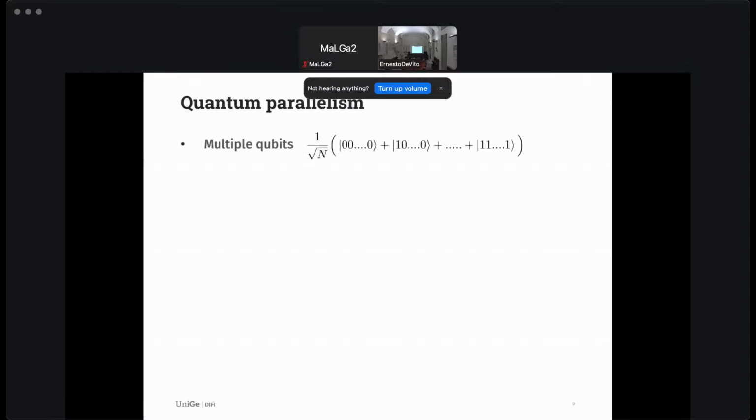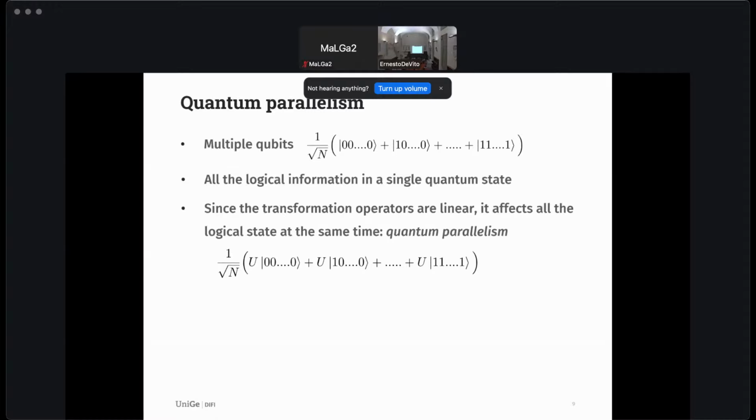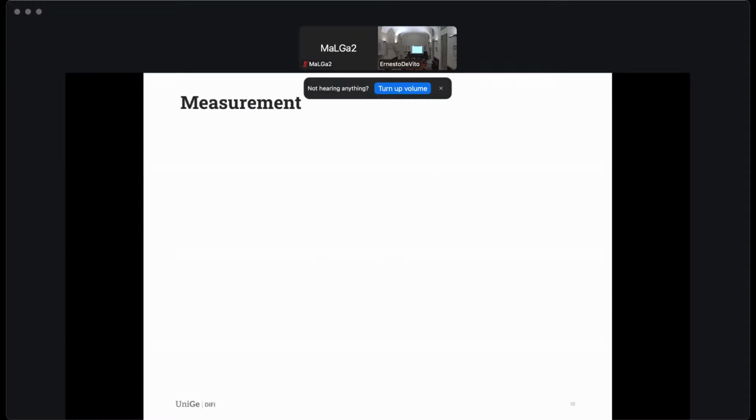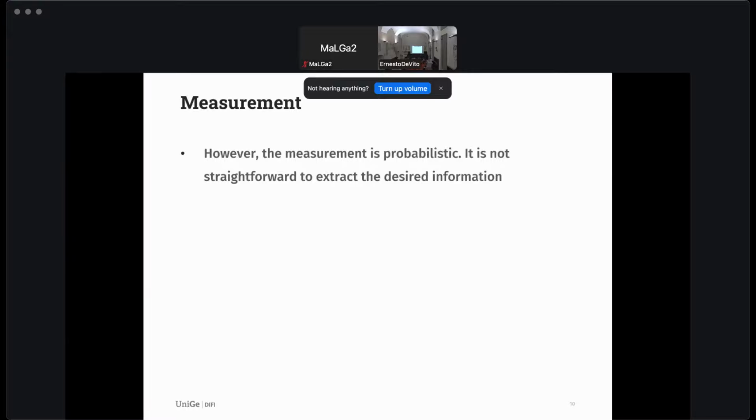There are other differences, because if you extend this idea to multiple qubits, exactly as in classical computation, you can have a state that is a superposition of all the possible logical states. So in a single multi-particle state you have all the information of your logical part. When you design an algorithm, you map it to a unitary transformation, and since quantum mechanics is linear, when you apply it to the state you are applying it at the same time to all the logical states. This is called quantum parallelism. Of course, this is too good to be true.